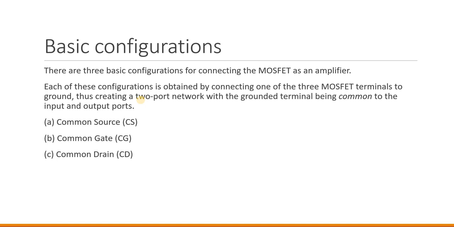Thereby it creates a 2-port network with the grounded terminal being common to the input and the output port. The 3 configurations are common source, common gate and common drain. In a sense, here the source terminal is grounded, here the gate terminal is grounded, and here the drain terminal is grounded. So here the source terminal is common for input and output, here the gate terminal is common for input and output, and here the drain terminal is common for input and output.